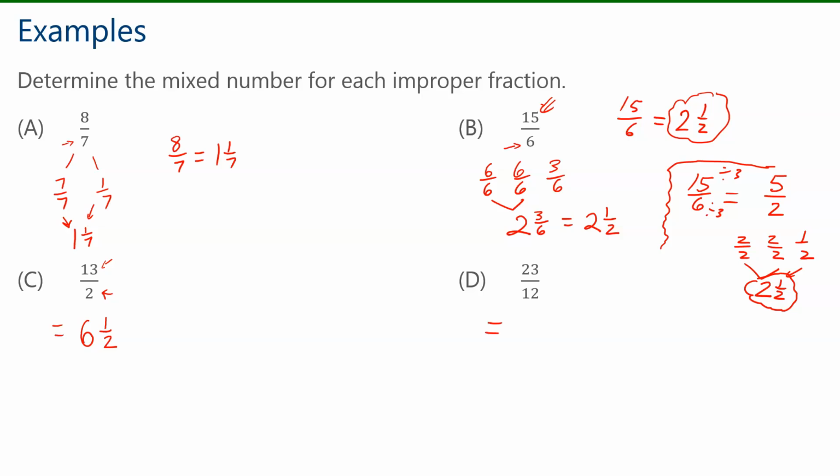Similarly, how many full groups of 12 can you get out of 23? Well, one group of 12 is 12. 2 groups of 12 would be 24. That's too much. So I can only get 1 full group of 12 out of 23, and I'll be left with 11 more. So 23 over 12 is 1 11/12, which is in simplest form.